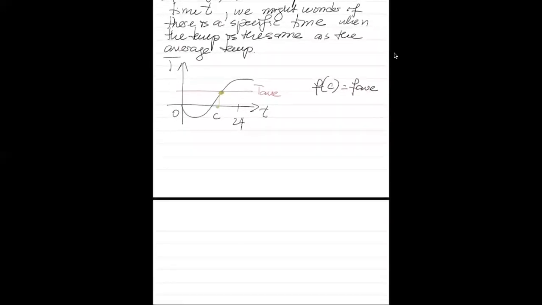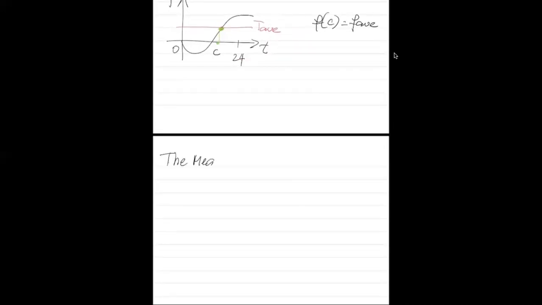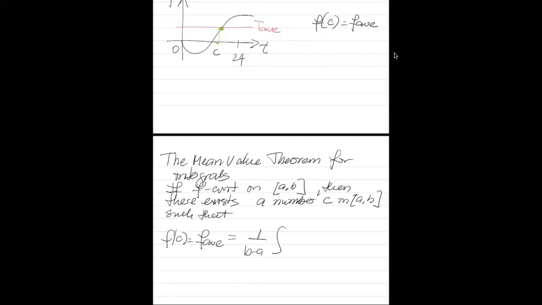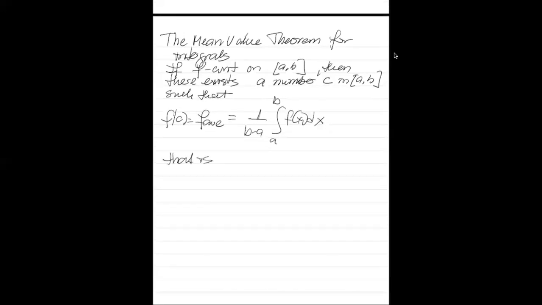That theorem is called the mean value theorem for integrals. And it goes like this. If f is continuous on some interval a, b, then there exists a number c in the interval from a to b such that f of c is equal to the average value, which we know the formula, 1 over b minus a, integral from a to b, f of x dx. That is, we can rewrite this formula as integral a to b f of x dx equals f of c times b minus a.